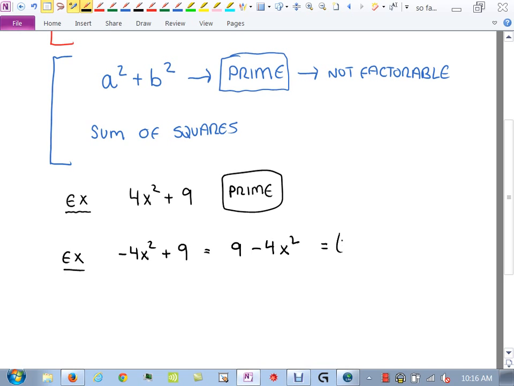like this, and now you do have a difference of 2 squares. And that would be 3 plus 2x, 3 minus 2x. Right? A is 3, B is 2x. Break it down. So just make sure you're careful with that. How about this one?